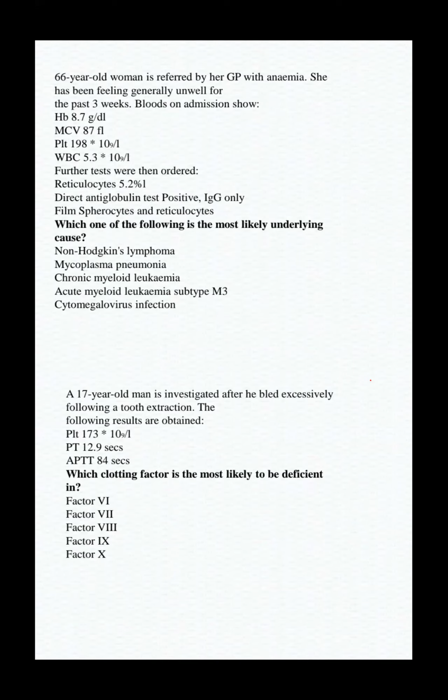If you don't know this question, do the excluding method. Then AML is excluded. CML, there's no myelodysplasia, nothing. So it's a non-Hodgkin lymphoma because this is hemolysis ongoing. There's a reticulocyte, there's spherocytes, there's an antiglobulin test positive. So all goes towards the lymphoma being present, because it is the hemolysis.